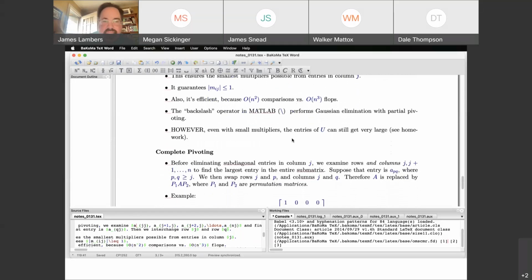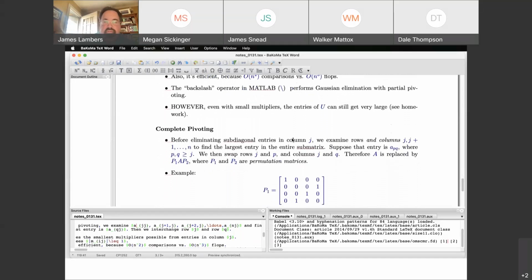I'll take a little time to talk about another well-known, often used pivoting scheme called complete pivoting. In partial pivoting, you're only checking a portion of one column of your matrix. In complete pivoting, you're examining not just rows j plus 1 down to the bottom, but also those same columns. So you have a whole submatrix to search, and you're finding the largest entry in that whole submatrix.